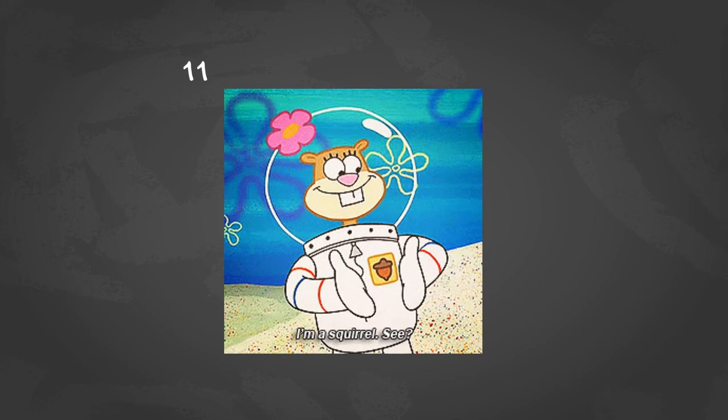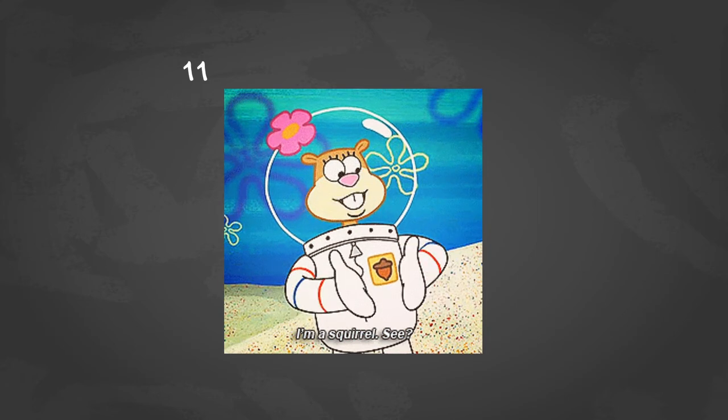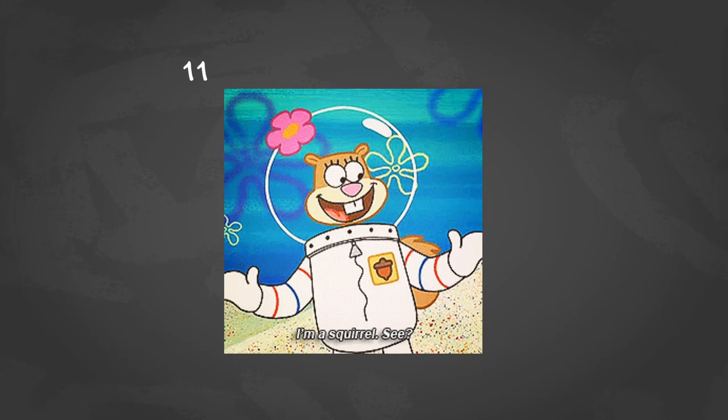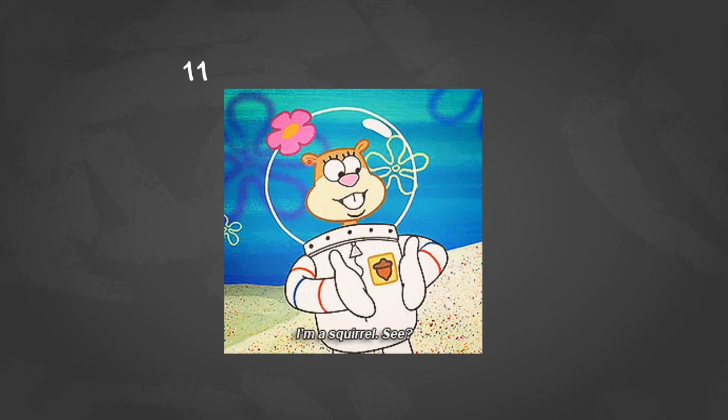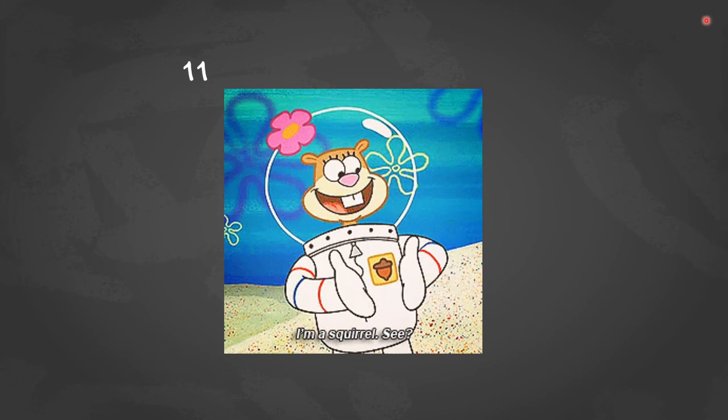So we have Sandy the squirrel. Sandy is a mammal, so she's warm-blooded and has different types of teeth. Also waterproof skin with hair and sweat glands. And that's why you see that Sandy is actually in a whole spacesuit, because she cannot breathe underwater. So most mammals tend to live on land. However, you have a few that live in the water, for example, whales.